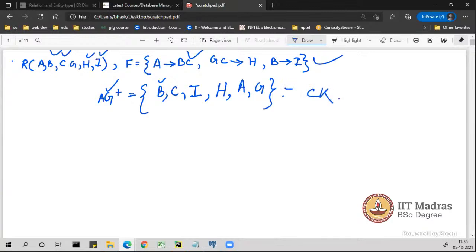Because if you add any other attribute with it, it will become a super key. It will not be a candidate key anymore. Got the point? So this is how you proceed with candidate key. And the question in the activity was, what is the closure set of AC plus?